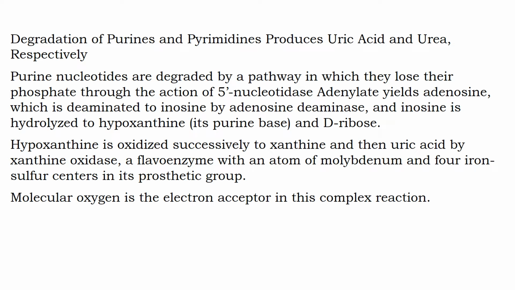Nucleic acid is a polymer, nucleotide is a monomer. This nucleotide has three subunits: one phosphate moiety, one sugar moiety, and a nitrogen base. If there is no phosphate moiety, we call it a nucleoside, because it is a combination of a sugar as well as a nitrogen base. So this nucleotidase is an enzyme which can cleave the phosphate moiety. Now what happens is AMP or adenylate will yield adenosine.